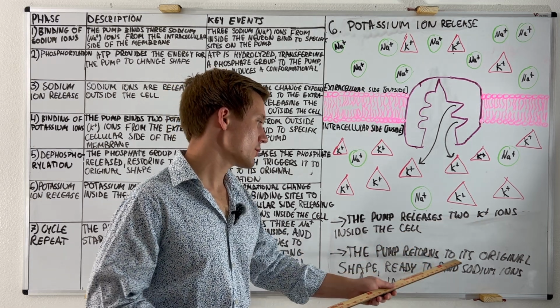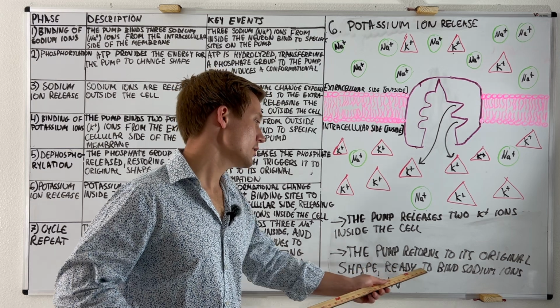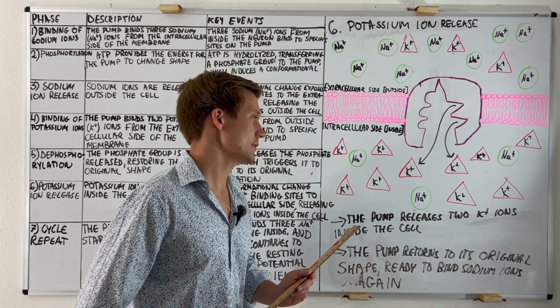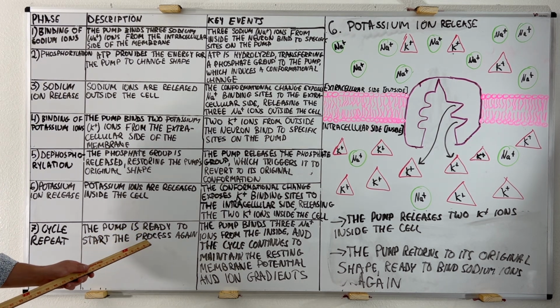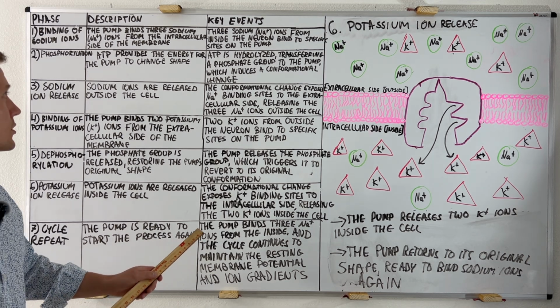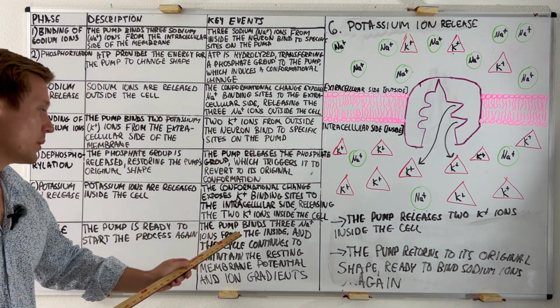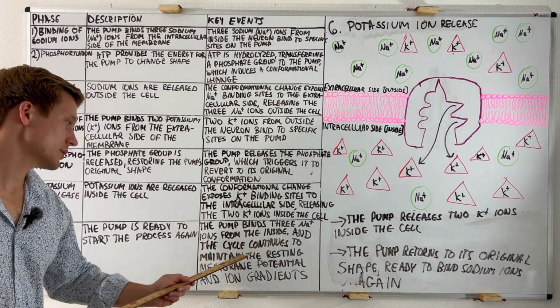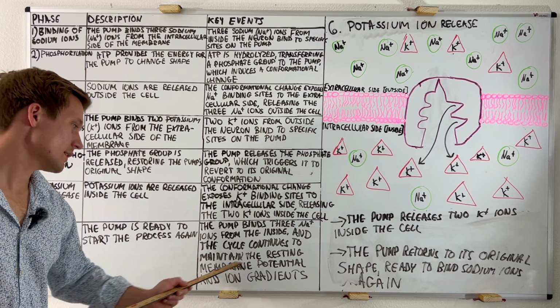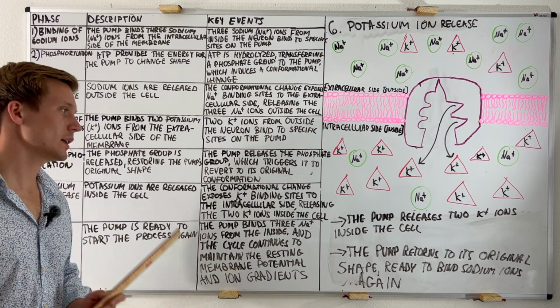The pump returns to its original shape, ready to bind sodium ions again. And lastly, the cycle will repeat. The pump now is ready to start the process again. And just like in the first step, the pump binds 3 sodium ions from the inside, and the cycle continues to maintain the resting membrane potential and ion gradient.